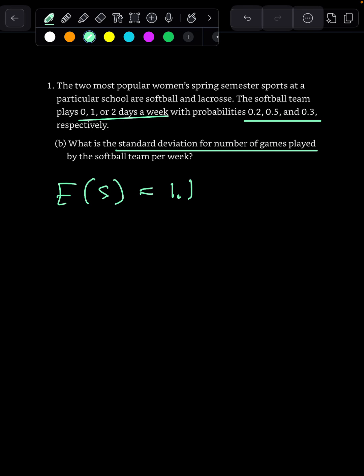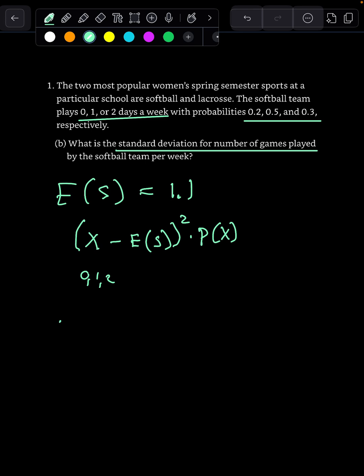So for example, just to remind you guys what we do, we take the value of the variable, so that would be the 0, 1, or 2. We take each value and we subtract the mean from it. In other words, we want to know how far away from the mean it is. We square that puppy, and then we multiply it by the probability that X happens. And then we add all those things together. So in this particular problem, and we will take the square root of it at the end.